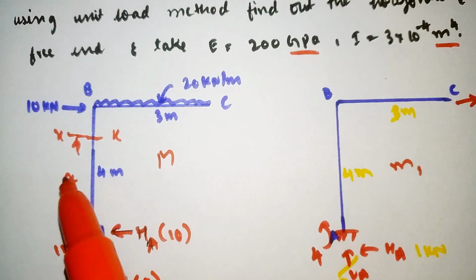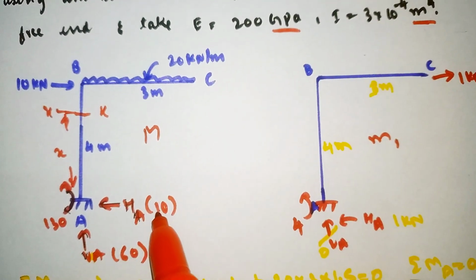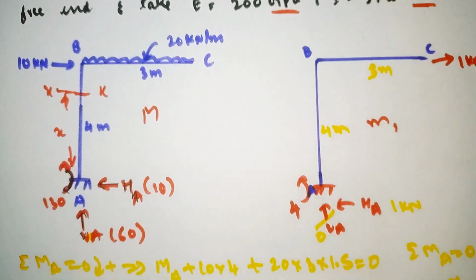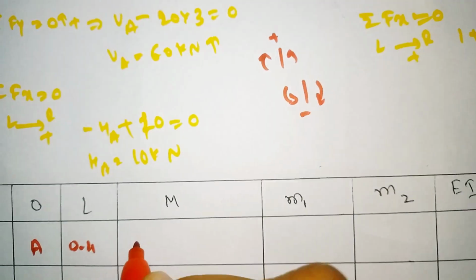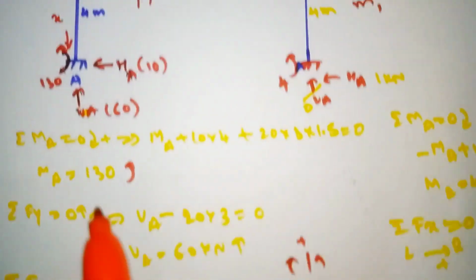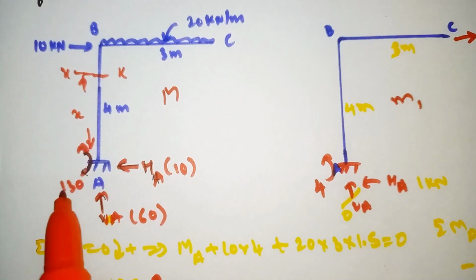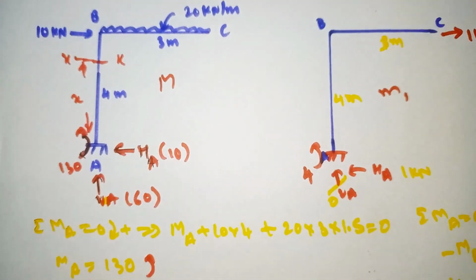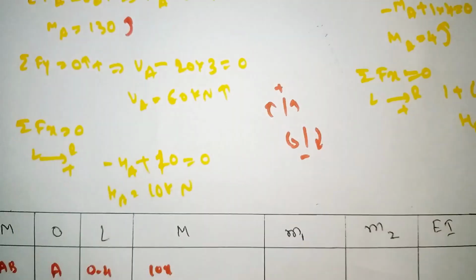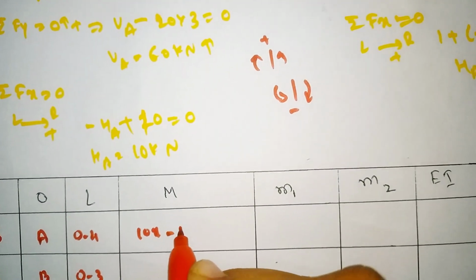So HA into X. HA has an intensity of 10. So 10 into X. Write it here, 10 into X. Here the moment is moving anti-clockwise, so it means minus 130. So it rotates like this, which means it comes downward. So we need to take the minus 130.